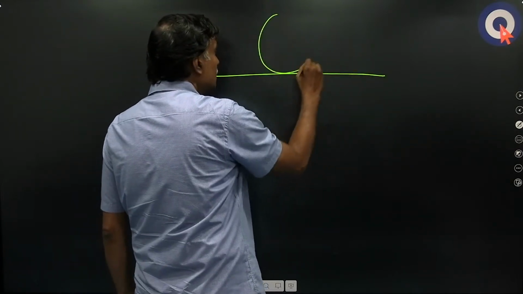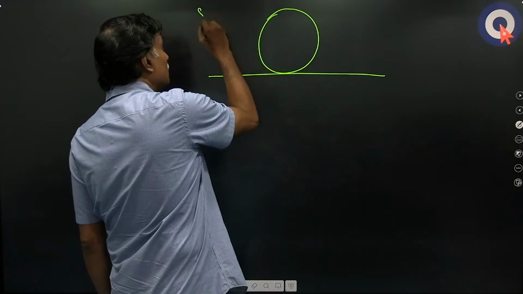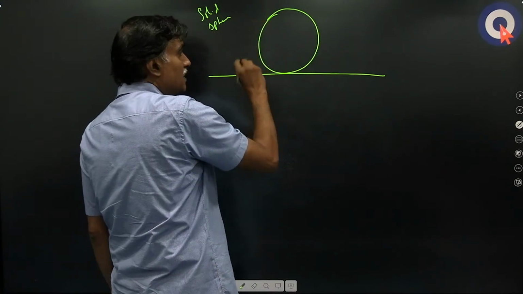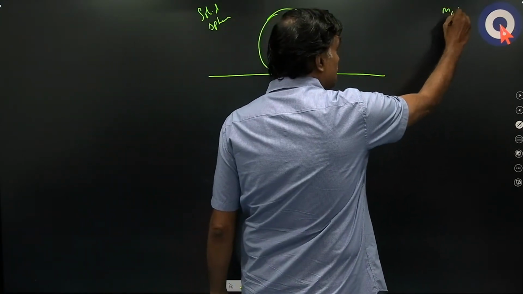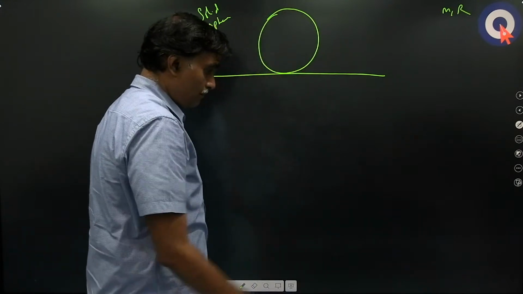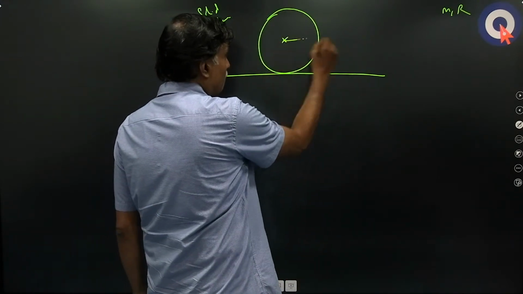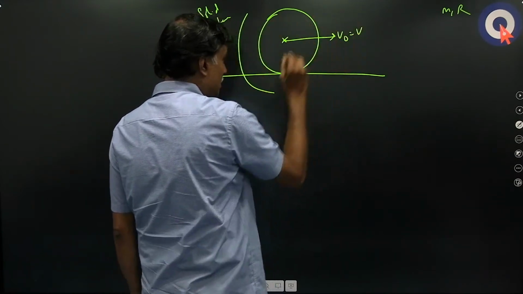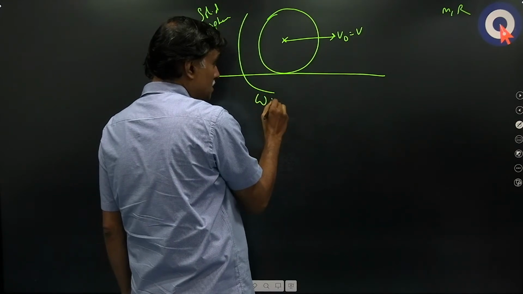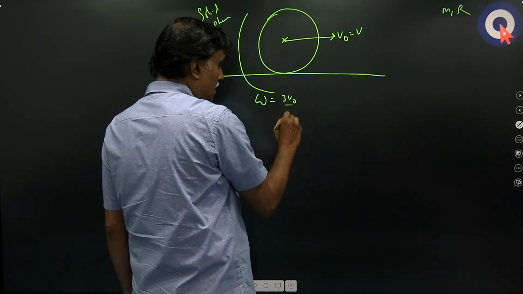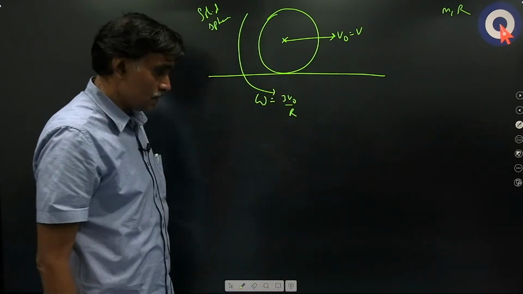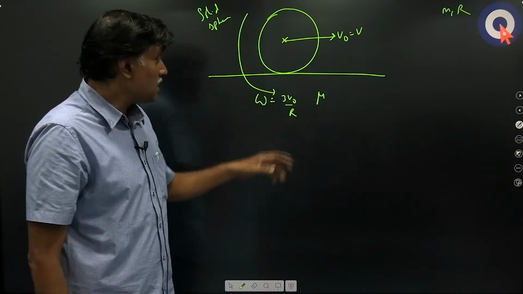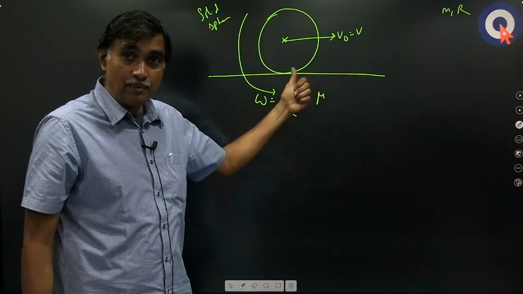Now this is a solid sphere we will take. Solid sphere, mass is m and radius is r, and velocity is given v naught, and angular velocity, let us say this is v, I will take, and omega is 3 v naught by r, and coefficient of friction is mu. Now in this case what happens? What is the velocity of the lowest point because of translation and because of rotation?